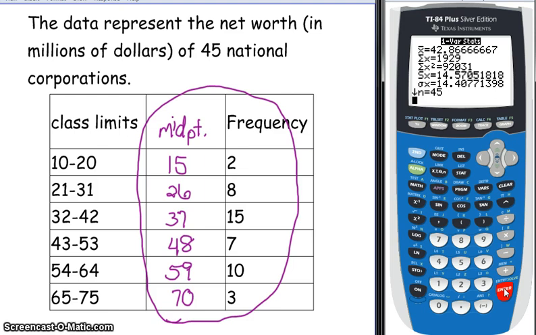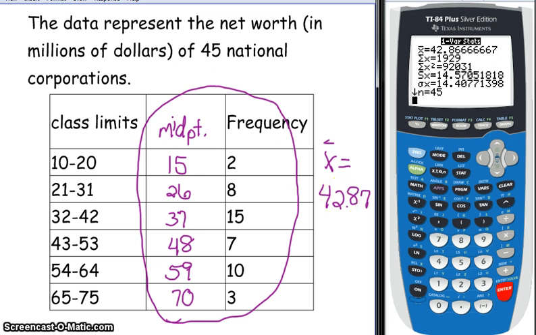And this gives us the mean for this set of data. So the mean, or the average, for this set of data, x bar equals 42.8, we'll round it off to 2 decimal places, 42.87 is our mean, or average.